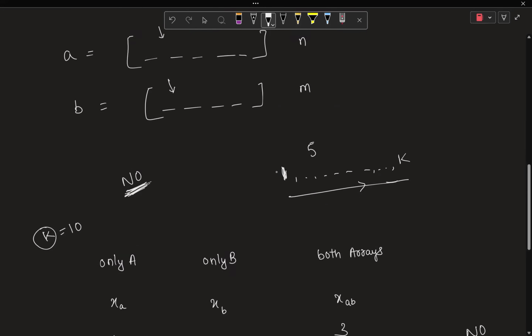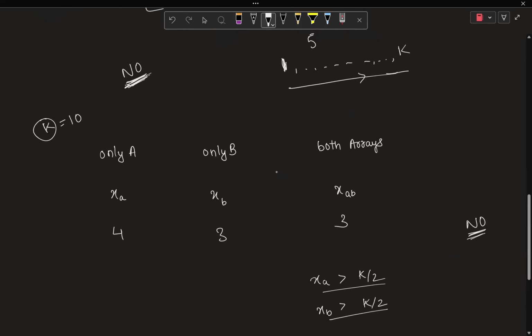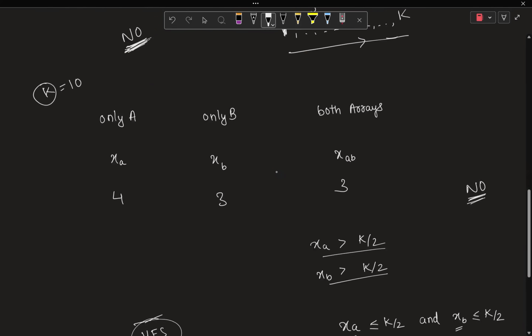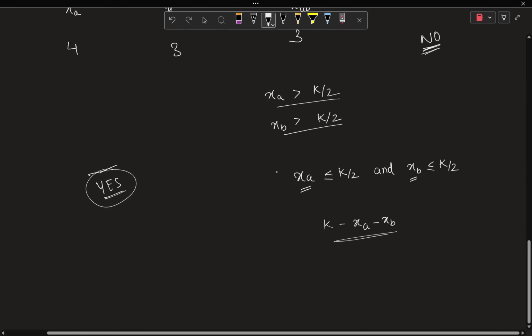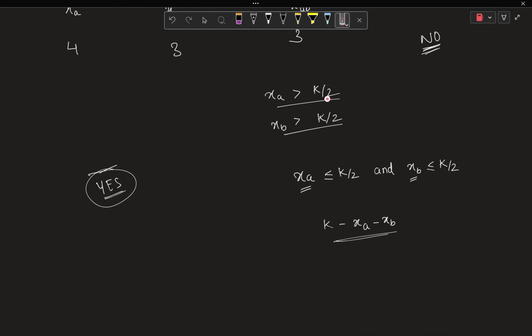Just in the last case which you explained, this one, xa less than equal to k by 2 and xb less than equal to k by 2, can you just repeat that part only? Yeah, I can repeat this.